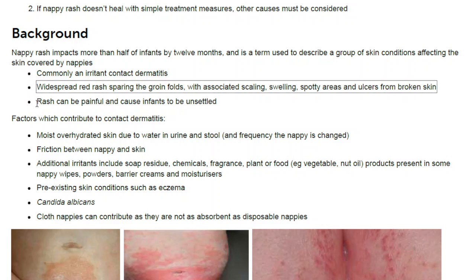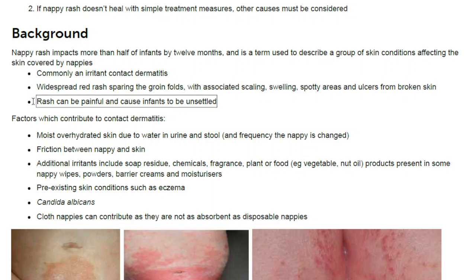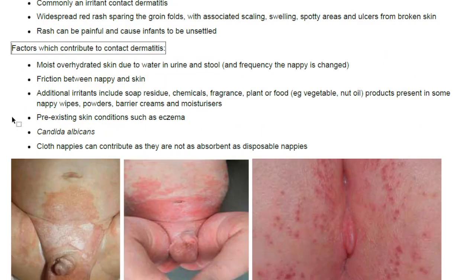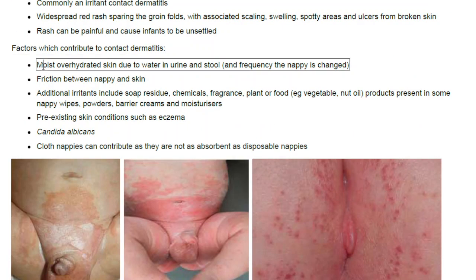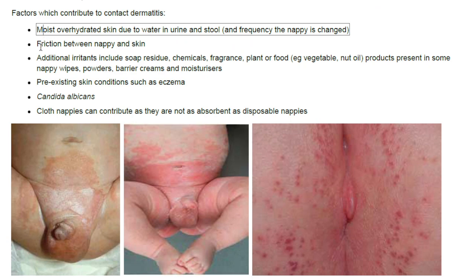Widespread red rash sparing the groin folds, with associated scaling, swelling, spotty areas and ulcers from broken skin. Rash can be painful and cause infants to be unsettled. Factors which contribute to contact dermatitis: moist overhydrated skin due to water in urine and stool, and frequency the nappy is changed. Friction between nappy and skin.